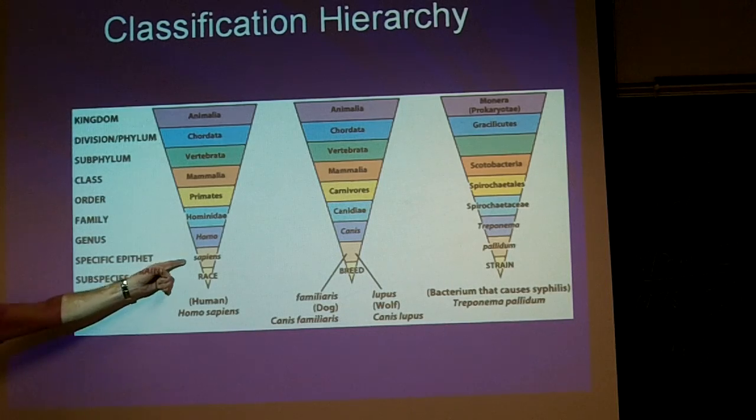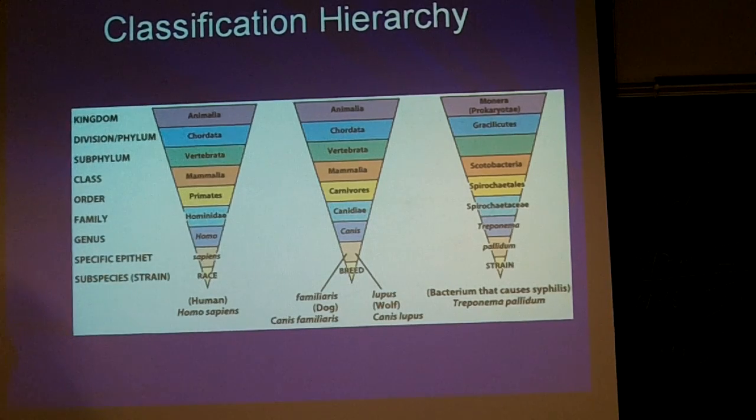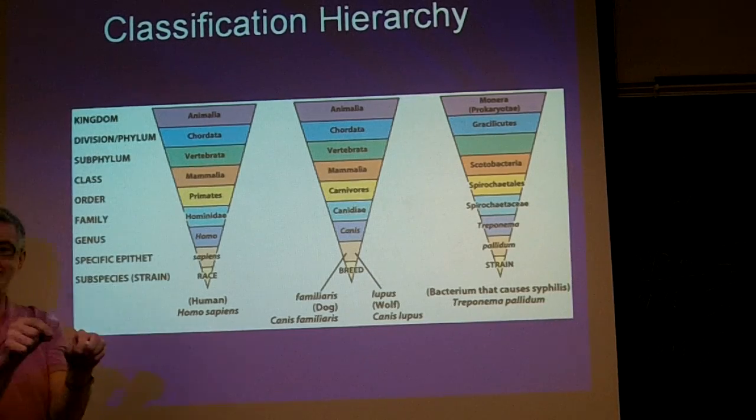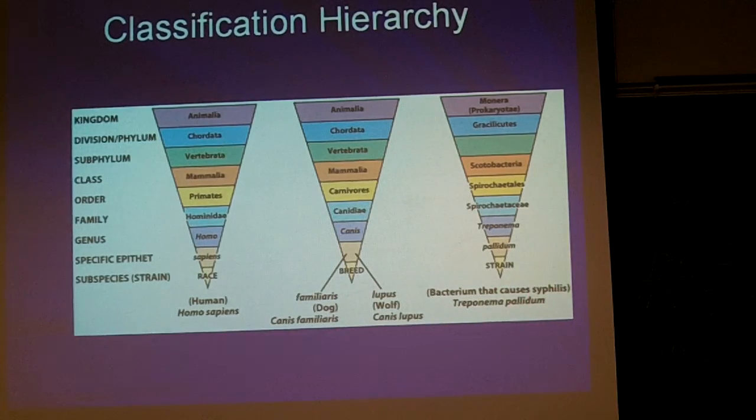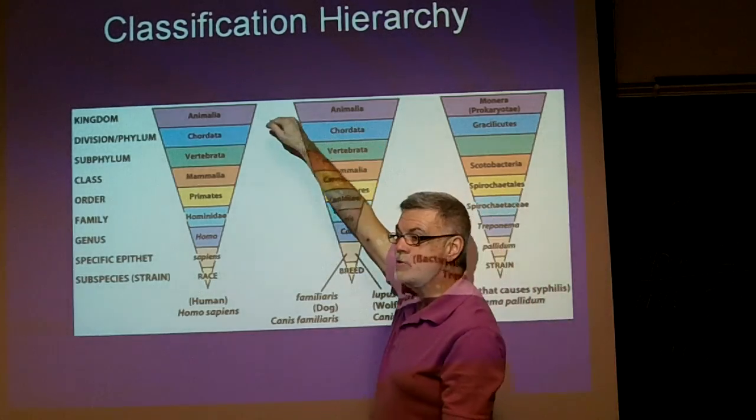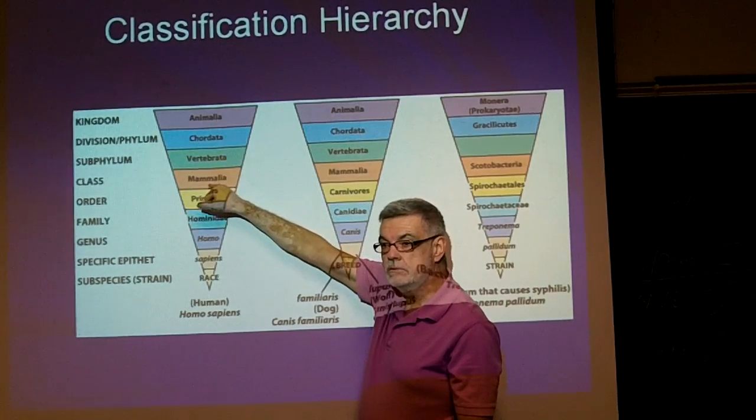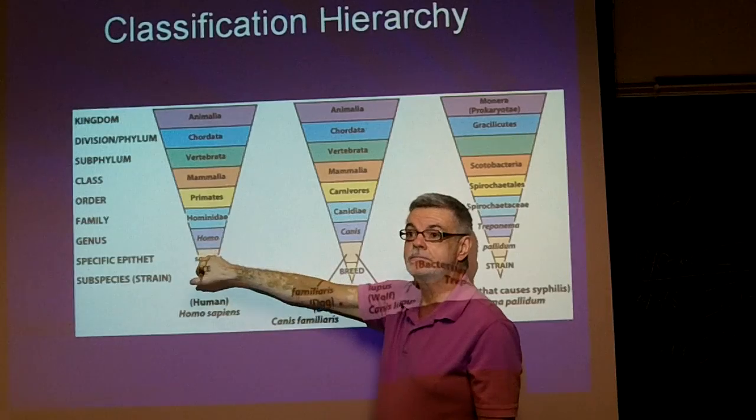It's very hard to take 2 organisms and say they're in the same species unless you watch them have sex. If they have sex and make progeny that are not sterile, then they're probably in the same species. It's very hard to do. So remember, as you go down this, it gets more and more difficult to put things in the right spot.